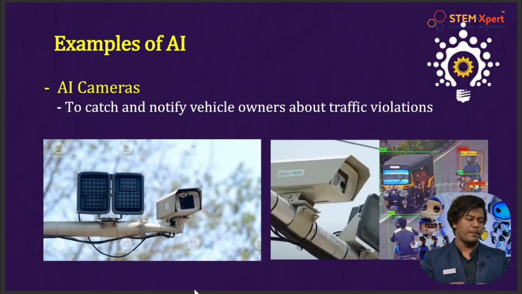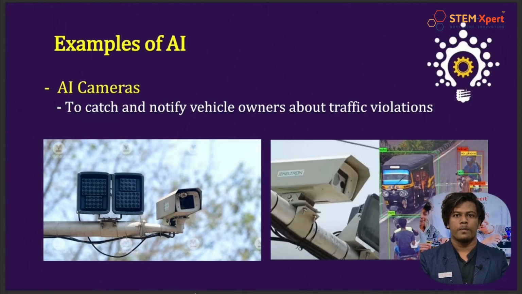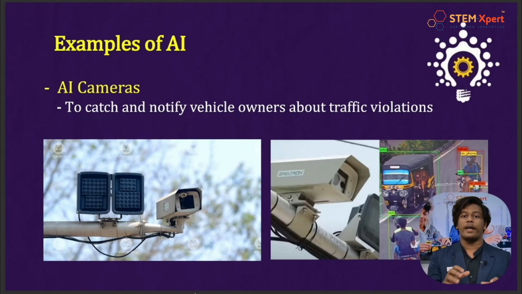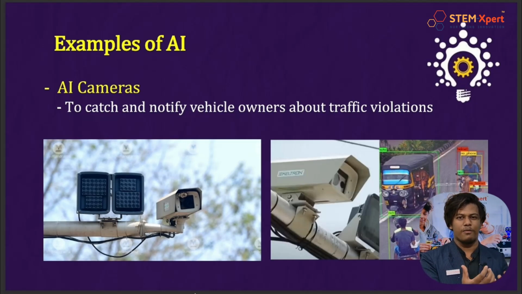AI cameras, you all are familiar with it, right? To catch and notify vehicle owners about traffic violations. And you know what? I had been thinking, would this AI camera work perfectly? I was thinking, no, it's not going to work. It's just for making awareness for the people. But the thing is, last week I got a penalty of 500 for not wearing the helmet. So at that time I realized this is working perfectly. Okay, so take it as a joke. So this is really amazing, right? To reduce the traffic violations.